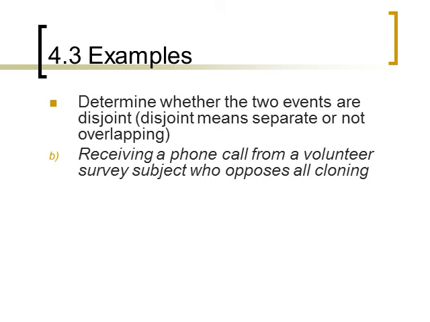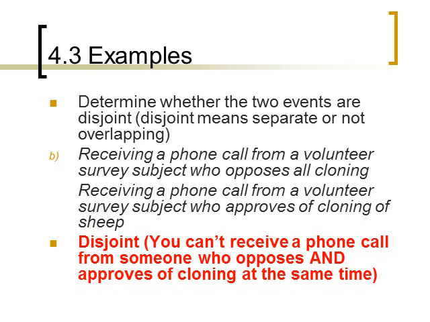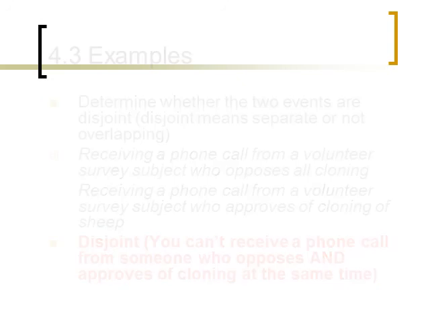Now let's look at another example. Can this occur at the same time? Receiving a phone call from a volunteer survey subject who opposes all cloning, and receiving a phone call from a volunteer survey subject who approves of cloning of sheep. Well, in this situation, you can't receive a phone call from someone who opposes all cloning and approves of cloning at the same time. So that would be a disjoint or mutually exclusive event.